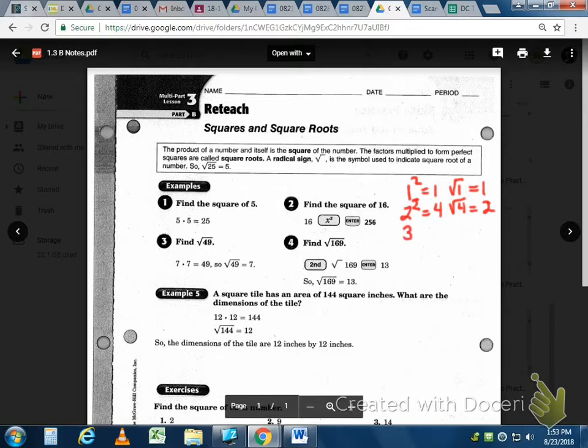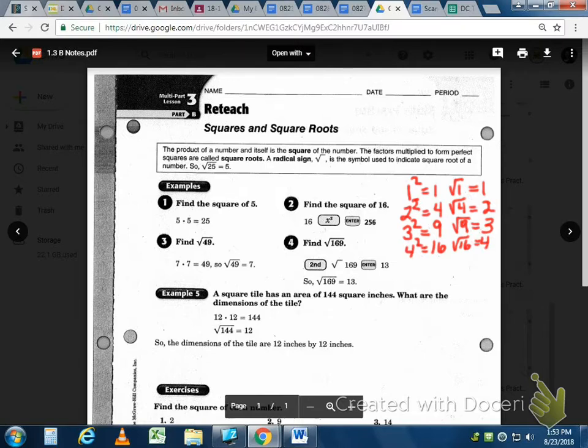Next, 3 squared. 3 times 3. What is 3 times 3? 9. So 9 is one of those squares, called perfect squares. The square root of 9 is, what would it go back to? 3. So we're going to continue on for a little bit. 4 squared. What's my next perfect square then? 16. And the square root of 16 is 4.